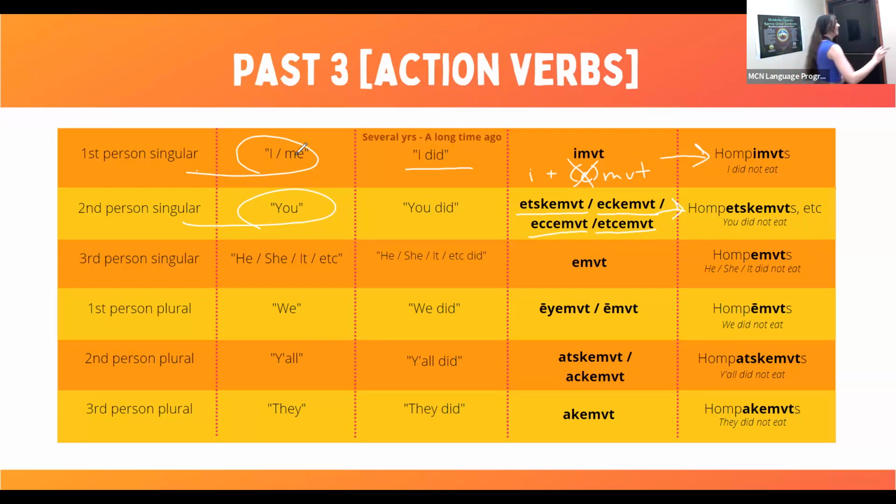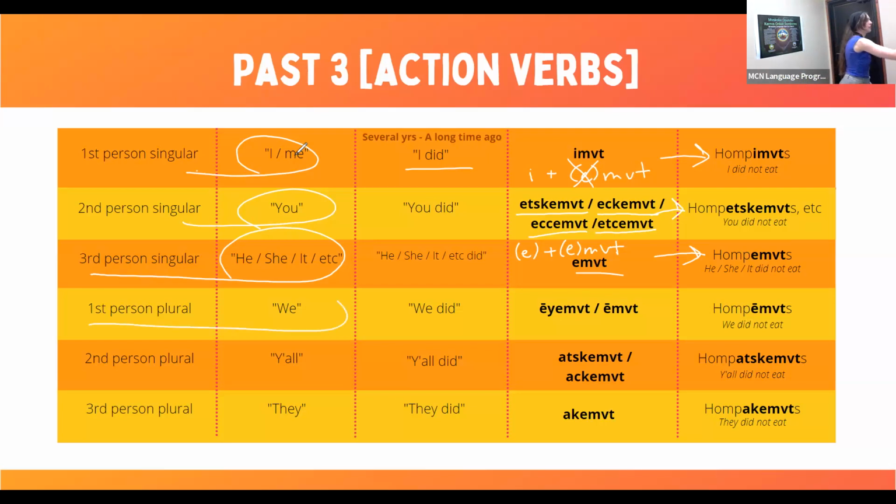Hombitskimuts. Third person singular, he, she, it, etc. So they did something, right? Imut. It just takes the past, right? Because usually it's this, which means nothing, right? It's just an E if needed, plus an E mut, where the E is if needed. So in this case, one of the E's is needed, so emut, emut. Hombimuts, hombimuts.